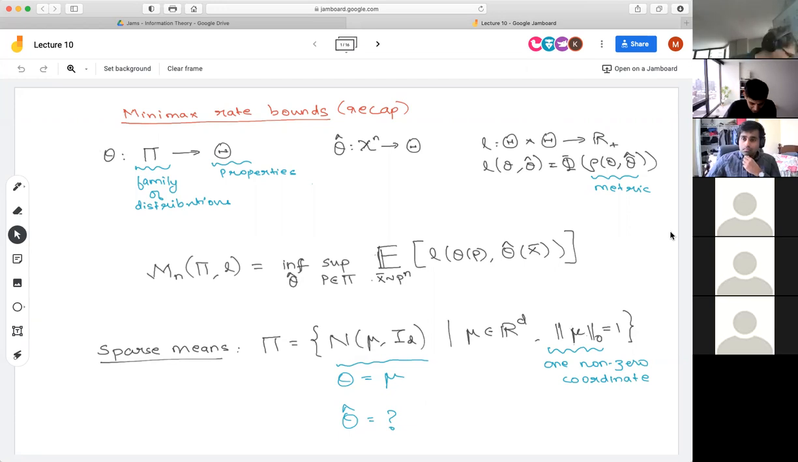Just as a recap, last time we talked about minimax rates, or rather trying to estimate or learn some properties of distributions. In particular, what we call the minimax risk was how well the best estimator learns a property in expectation for the worst distribution, according to some sort of loss function which we might be interested in.